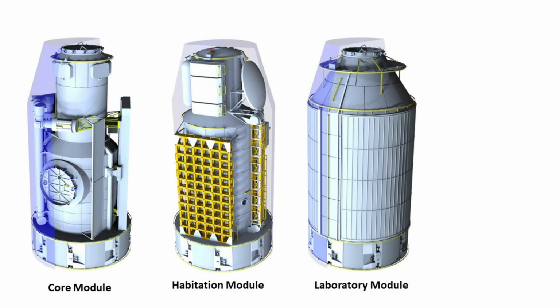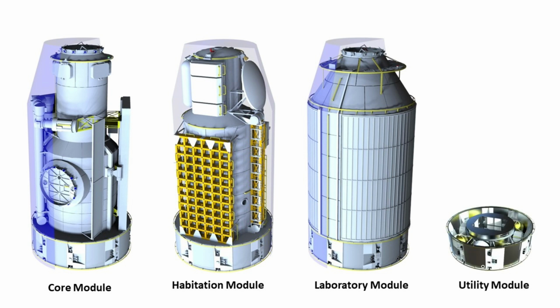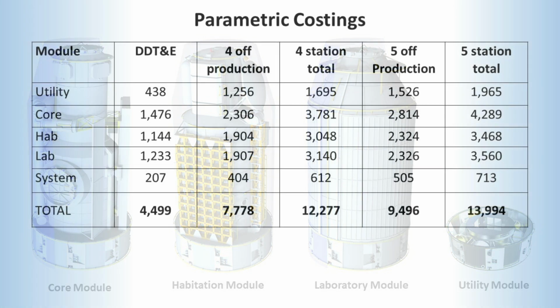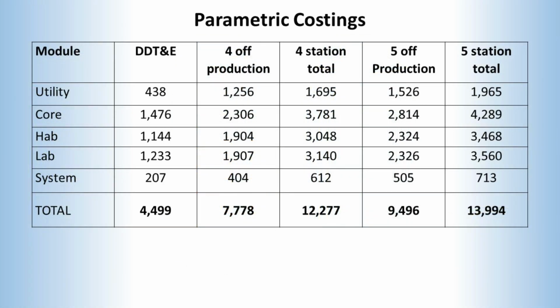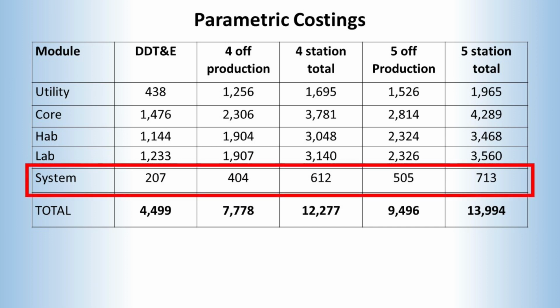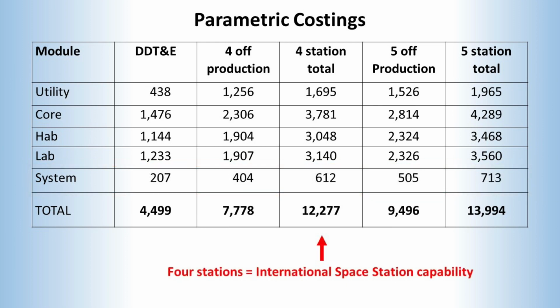For comparison, the International Space Station has 15 pressurized modules plus additional external structure. The aim here is to minimise the design effort, and in a further strategy to do this, all three modules include the same utility module that contains the functions that they have in common. Of course, we have mass budgets for all these modules, and so we can parametrically cost them. And we can see each module costs for both development and production of both a 4-station and a 5-station architecture, the additional 5th station being for a lunar orbit base. Notice, in addition to each module, there is also the system wraparound costs, and you can see the total cost of acquiring a 4-station architecture is about $12 billion.